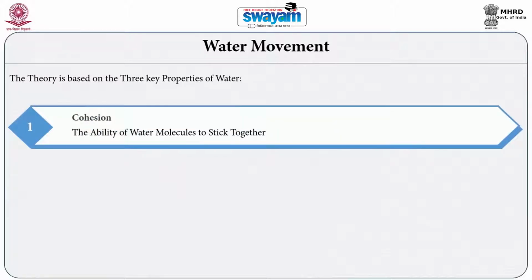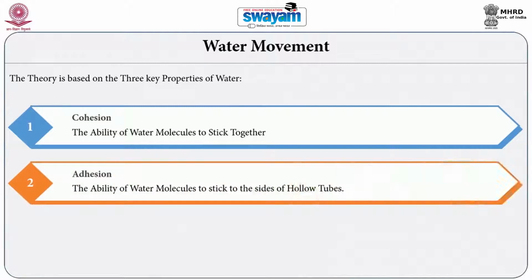One is cohesion, the adhesion, and the high surface tension of the water. So when we talk about the movement of water, we need to consider not only the surface tension but also the cohesion, the ability of water molecules to stick together, then also the adhesion, the ability of water molecules to stick to the sides of the tube or the container, and of course the surface tension.